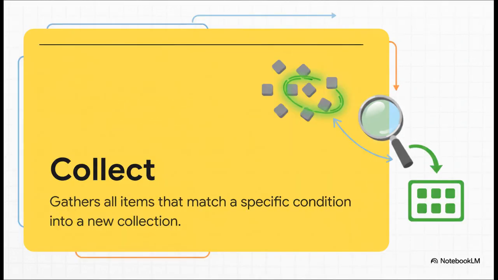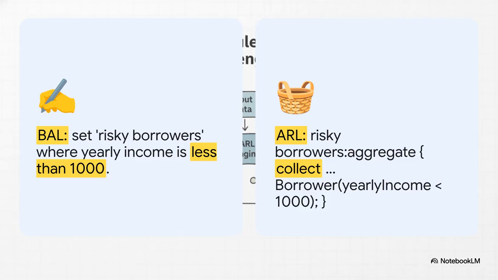First up is collect. This is your go-to when you need to filter a big list down to a smaller one. It's perfect for creating a new list on the fly, like saying, hey, go find me all the risky borrowers from this giant pile of applications. You can see it right here. The BAL on the left is pretty clear about what it wants. The ARL on the right makes it happen with a collect aggregate. It's basically telling the engine, I want a new list called risky borrowers, and I want you to fill it by collecting every single borrower you can find whose yearly income is under 1,000.